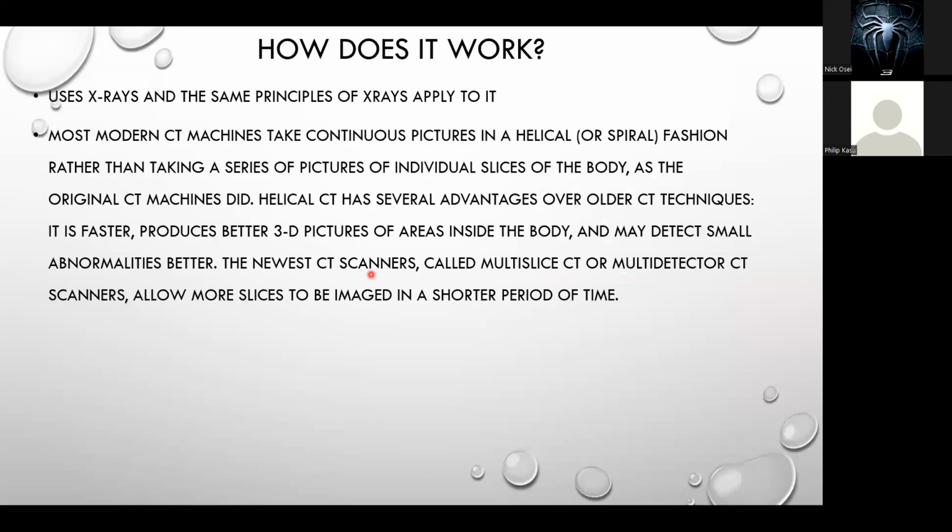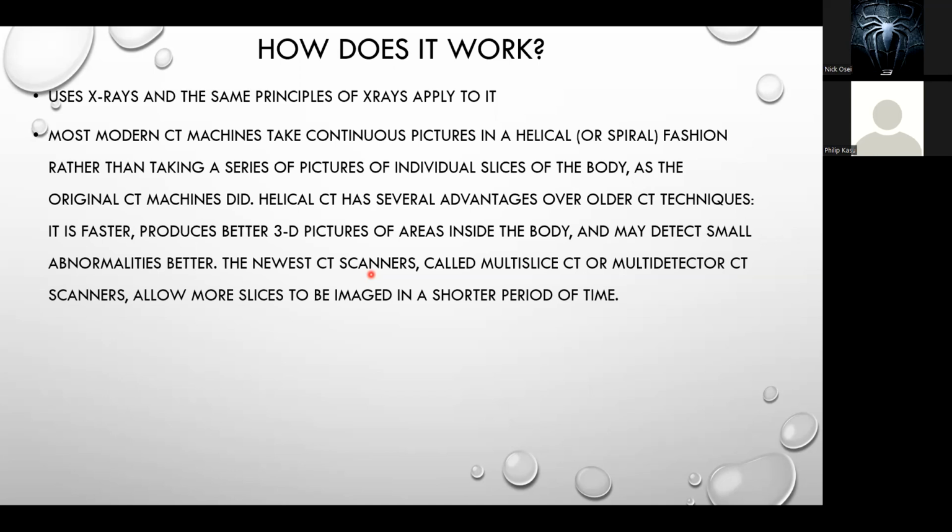All right. So how does it work? It uses X-rays, and the same principles apply as with plain X-rays. The rays are shot from one end, and they hit the film at the other end. It's the same thing. Most modern CT machines take continuous pictures in a helical or spiral fashion. As the person passes through the machine, the X-ray source will be at one end, going around the person and taking 360-degree shots around the person.